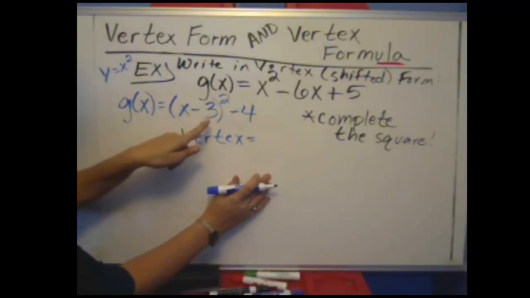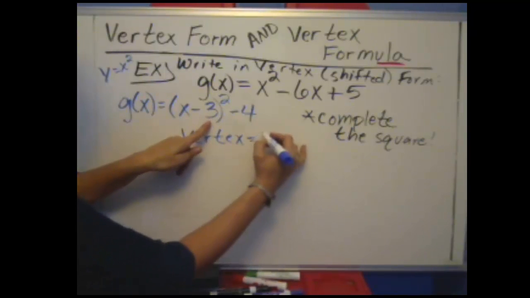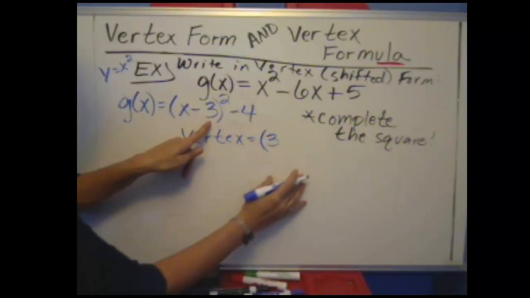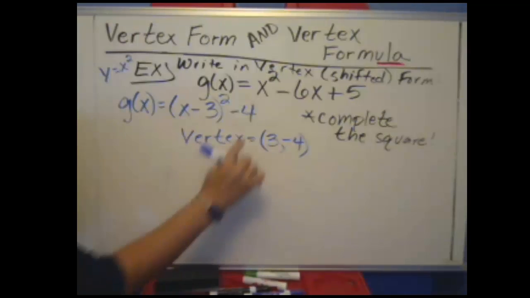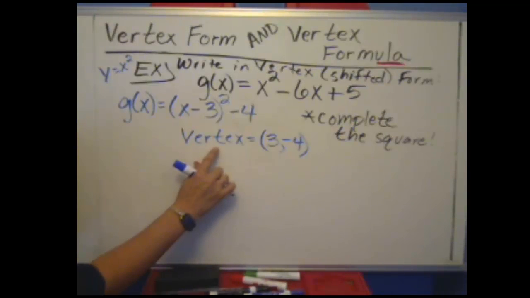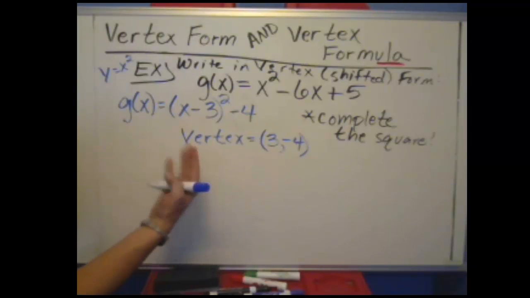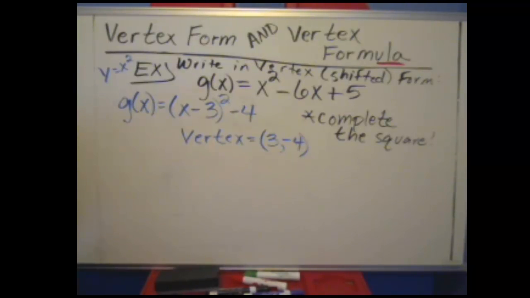The vertex, remember, is going to be (h, k), where we take the opposite of that 3, a positive 3 for the h, or the x part of the vertex, and k is going to be the same, negative 4, because it was shifted down by 4. So we can get the vertex off of vertex form very quickly, which is nice, in addition to seeing how exactly the equation was shifted. We can also get the axis of symmetry.